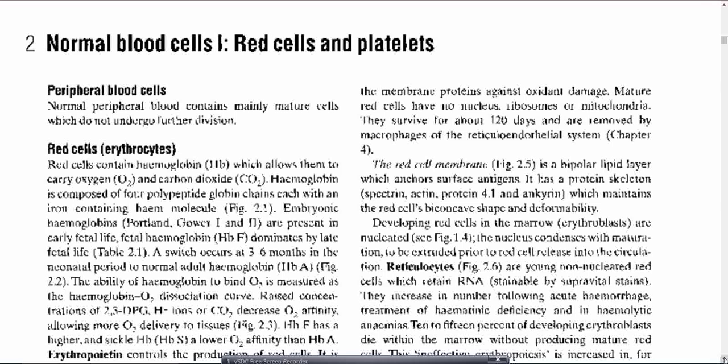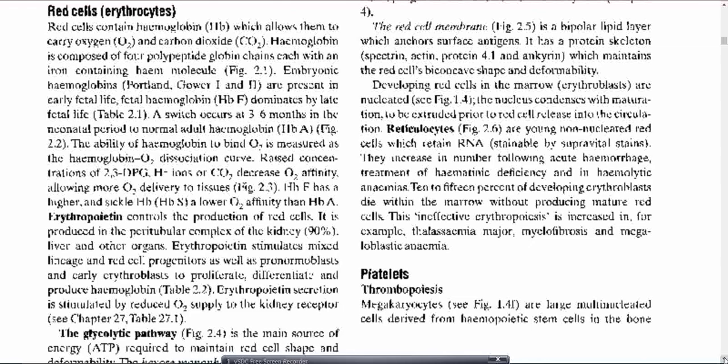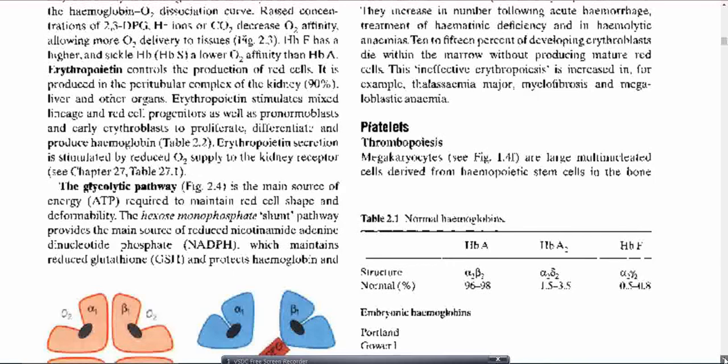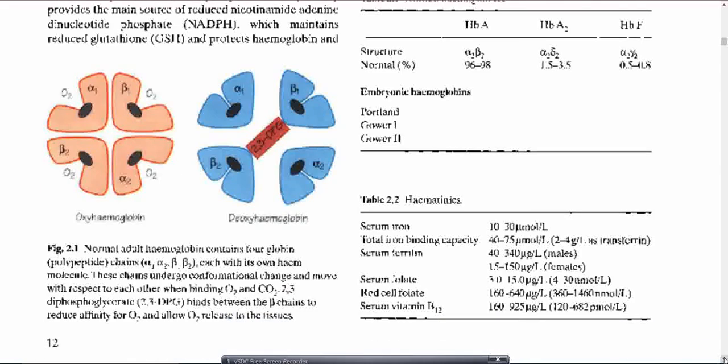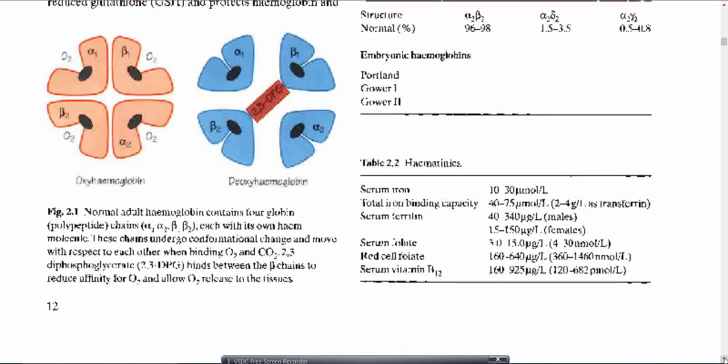Peripheral blood cells are very key. The normal peripheral blood contains many mature cells which do not undergo further division. They are the blood cells found in our limbs, on our body parts, which are outside. We shall talk about the red blood cells and the platelets, but now in the next hematology class. For now, let's end it where we had hemopoiesis and the physiology and pathology of the same.